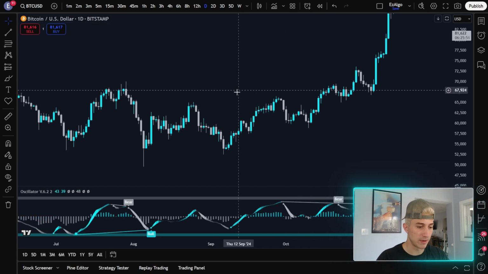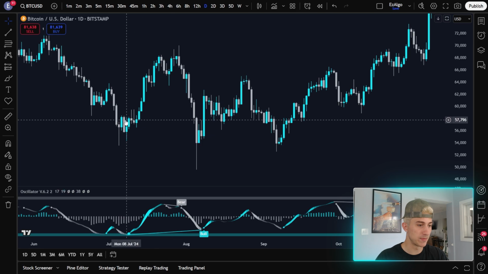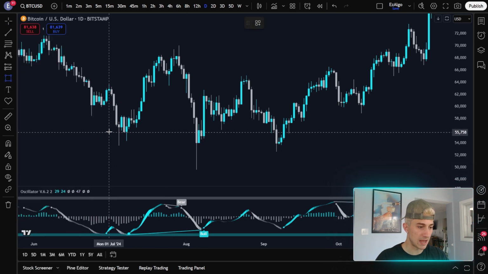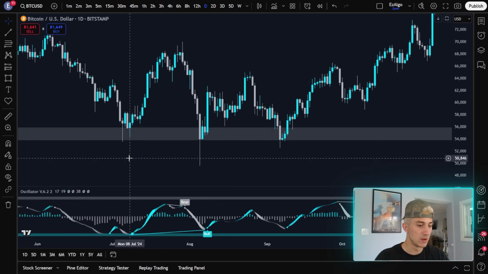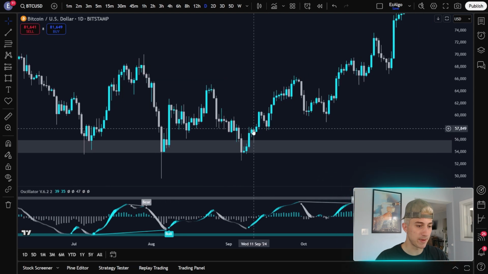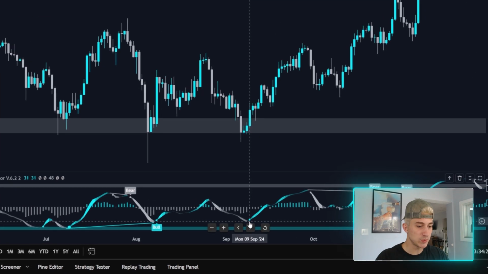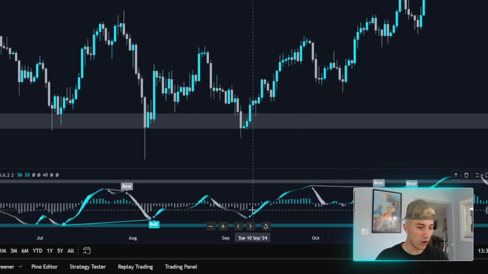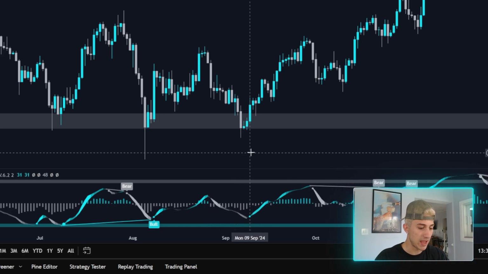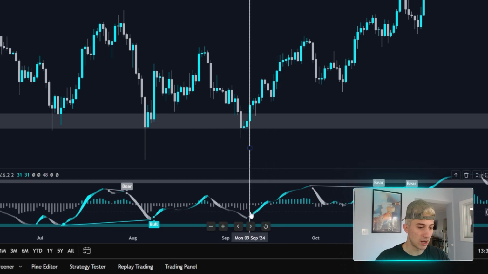So what am I talking about? Well, this is a perfect example right here, okay? I can see on Bitcoin on the daily time frame, we have this support level. We've rejected from this level multiple times in the past, and I can see here, as we get that buy dot, we can see that volume is decreasing, okay? The selling pressure is decreasing as we get that buy dot on the oscillator.